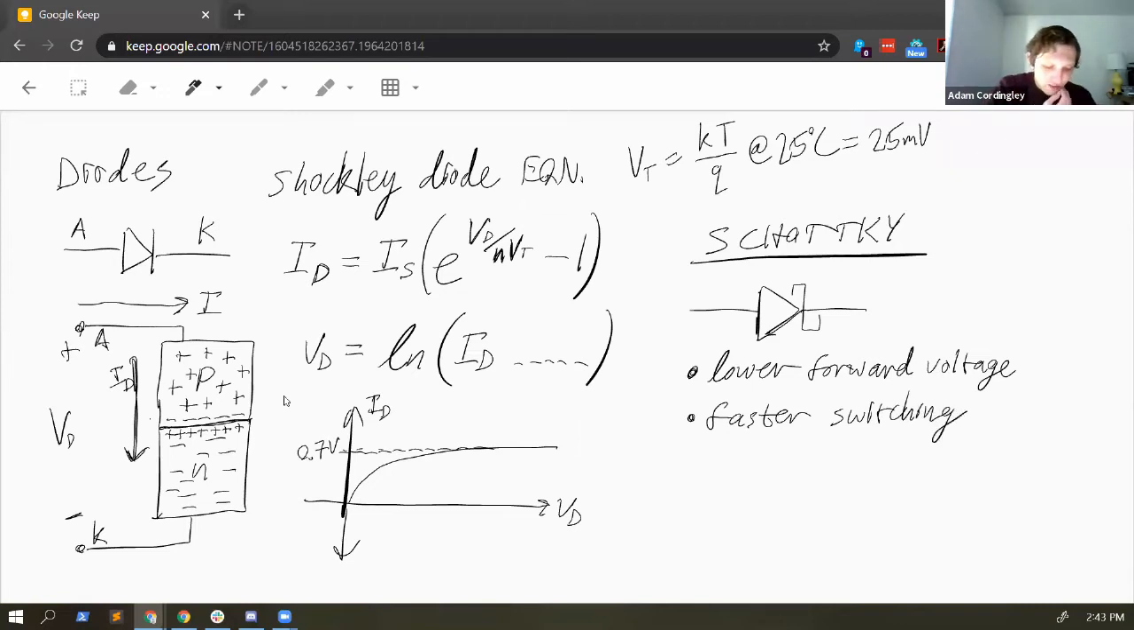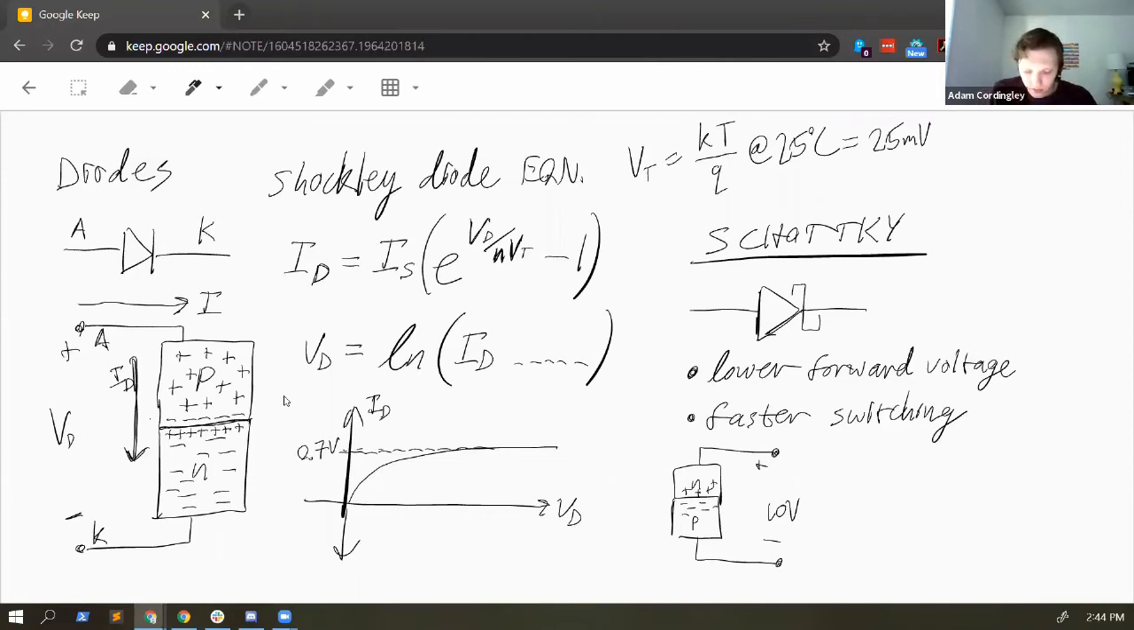The other nice property of Schottkys is that they're faster at switching. So what do we mean by faster at switching? Well, imagine that you have a PN junction, and of course it's forward biased. What if we apply voltage in the reverse direction? Suppose we have 10 volts applied in the reverse direction. It's going to force a lot more holes into the N region and a lot more electrons into our P region.